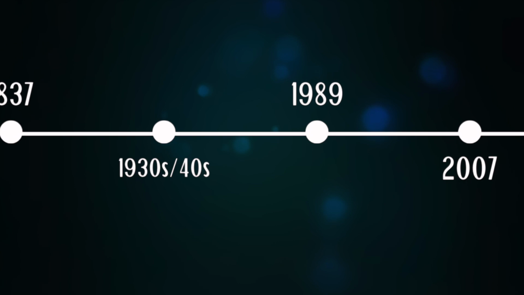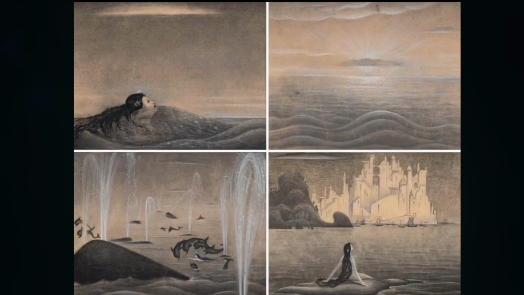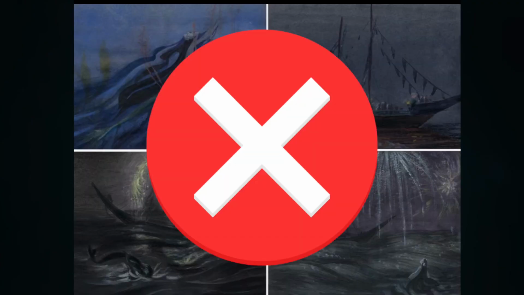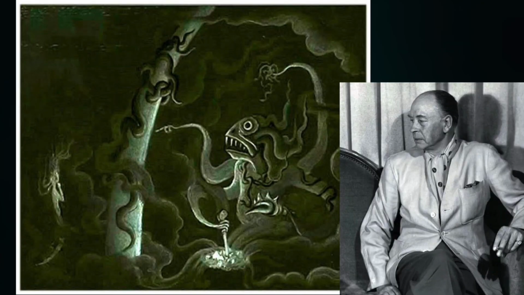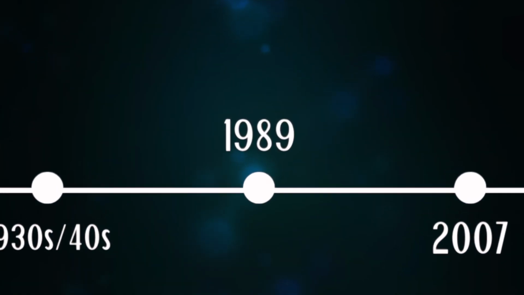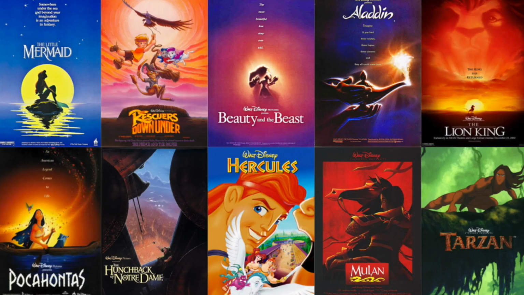Fast forward to the 1930s and 40s, and Disney considered using this story as the basis for a segment in a feature of Andersen Tales, but the project was scrapped. However, the concept art created by Kay Nielsen was used as inspiration and storyboards over 40 years later for the animated movie. That brings us to 1989 when Disney's animated classic came out, marking the start of the Disney Renaissance.